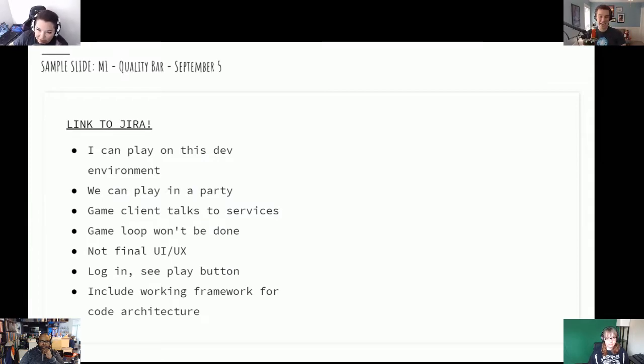Like, I can play on this environment. We can play in a party. The game client talks to our services. Our game loop won't be done. I'm giving a super quick TLDR. If you can't do that, then you're not going to have a good time figuring out what quality is for this. And then I link to the source of truth, right? I link to Jira.